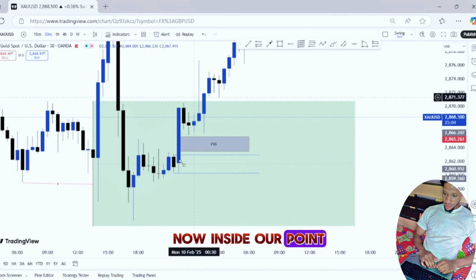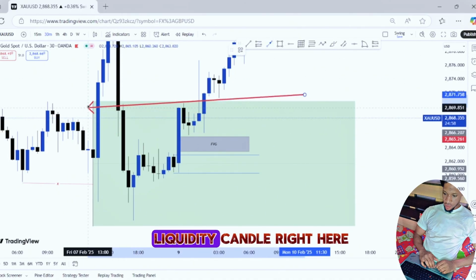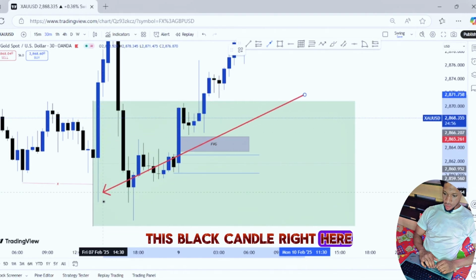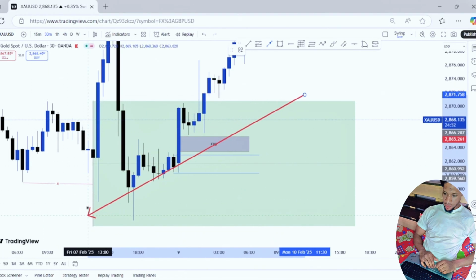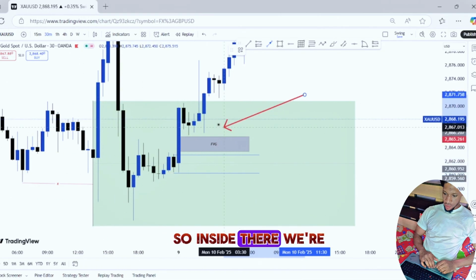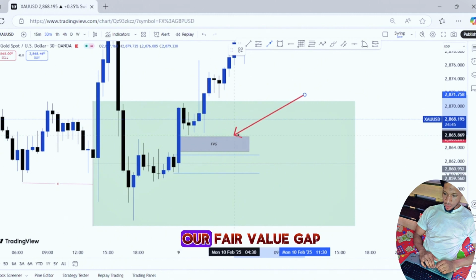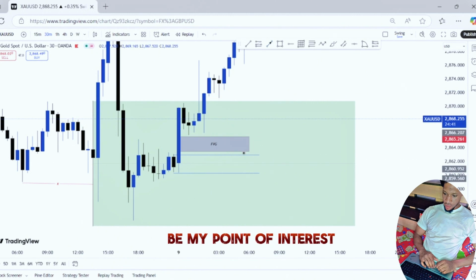Now inside our point of interest, which is this big liquidity candle right here, this black candle right here that caused all this catastrophe, that took out all the stop losses right here. This candle happens to be our liquidity candle. So inside there, we're able to fetch out our fair value gap and our order block. So this happens to be my point of interest.